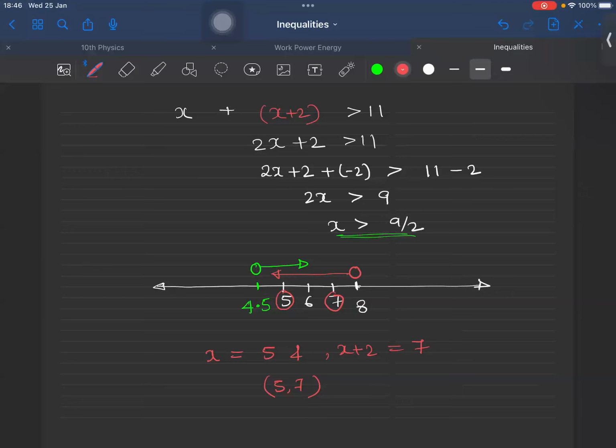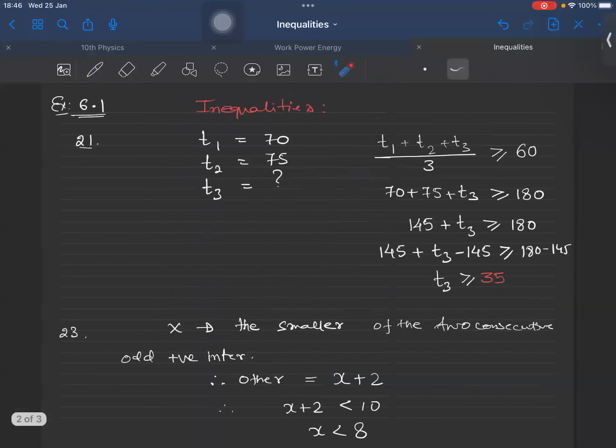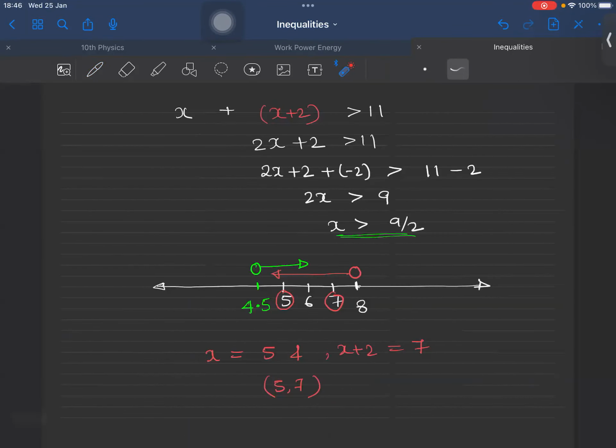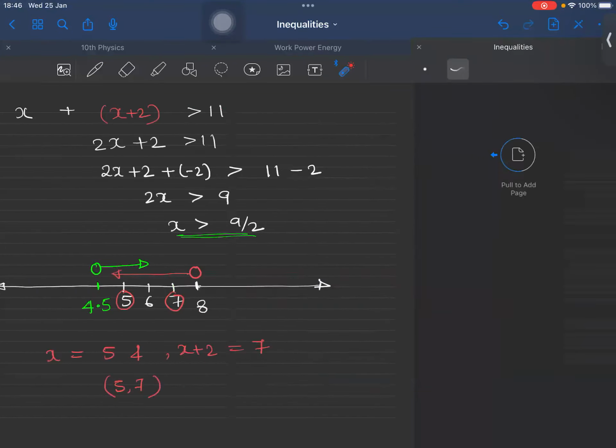Okay, just wait. I think I have made a mistake. Okay, x here is greater than 9 by 2, right? And it should be less than 8. So we are correct, right? This is the correct solution, isn't it? It can take only the values 5 and 7. That's it. Yes, this is correct.